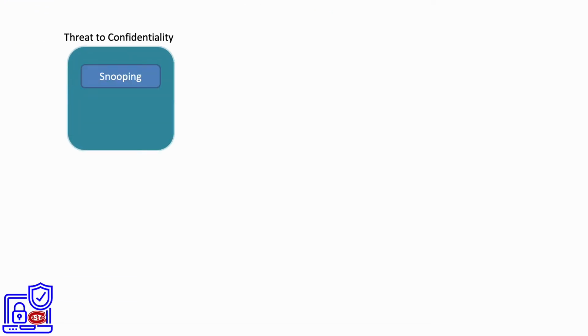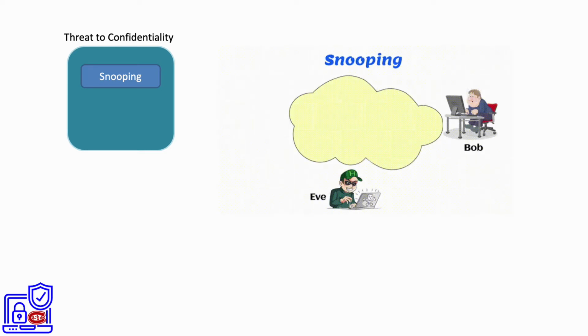Snooping is the first threat to confidentiality. Snooping refers to unauthorized access to data. For example, a file transferred through the internet may contain confidential information. An unauthorized person may intercept the transmission and use the contents for their own benefit. Let's see an example to understand this concept better.